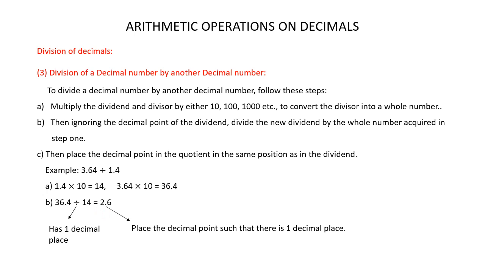Finally, count the number of digits after the decimal point in 36.4. In 36.4, there is one digit after the decimal point. So place the decimal point in the quotient such that the quotient also has one digit after the decimal point. So 26 is written as 2.6. So the final answer is 2.6. When 3.64 is divided by 1.4, you get the quotient as 2.6.